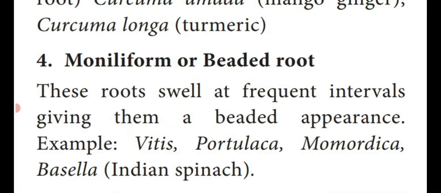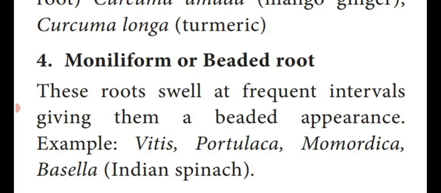Next one, moniliform or beaded root. Beaded root means it looks like beads. Beads means what is that one? Money, isn't it? So the bead-like structure appears due to the storage of the food material. So that is known as moniliform or beaded root.